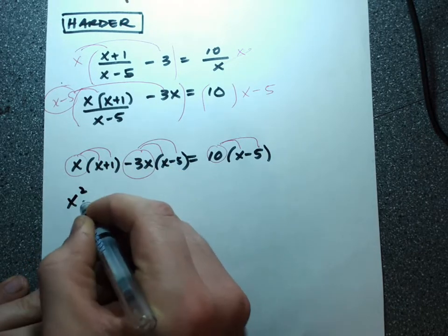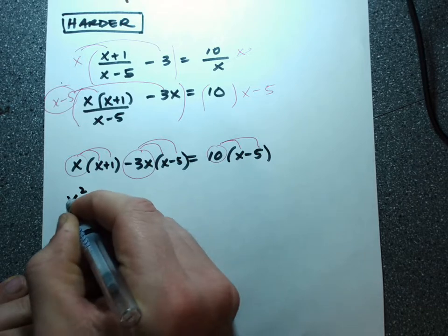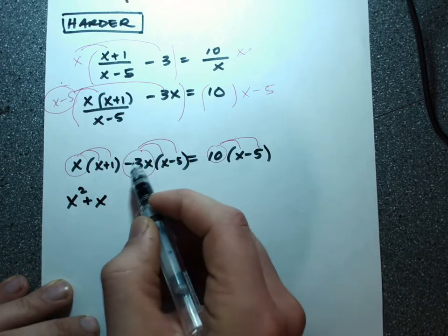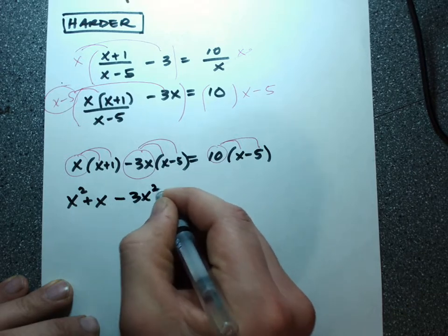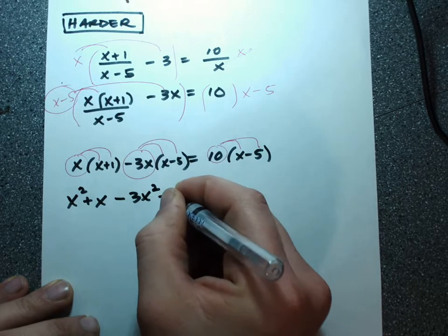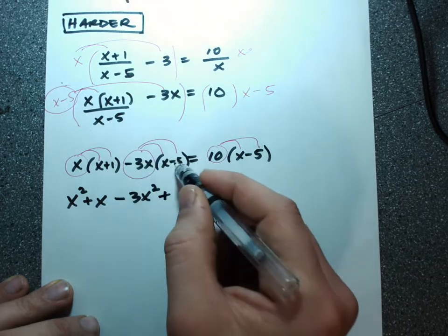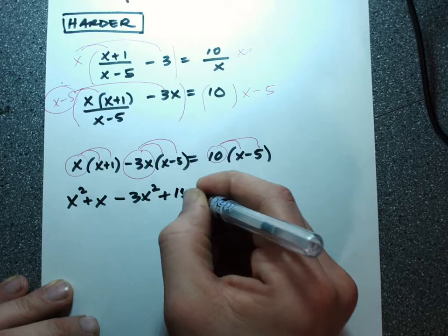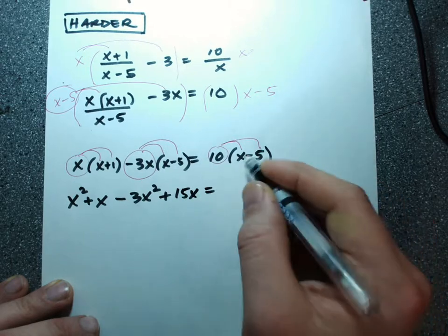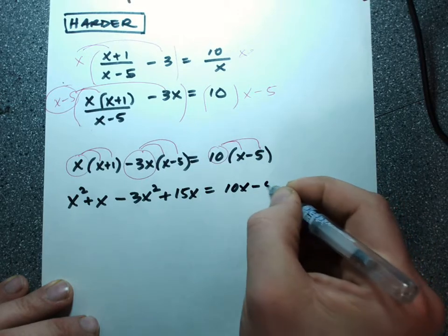It'll be x squared plus 1x. Then the next will be negative 3x squared. And then plus, usually that's the part students maybe miss, is the double negative there, 15x. And then 10x minus 50.